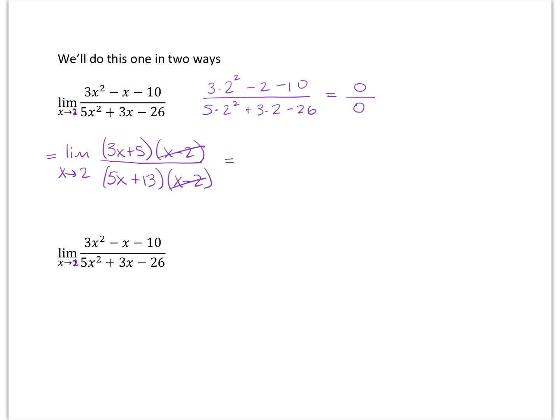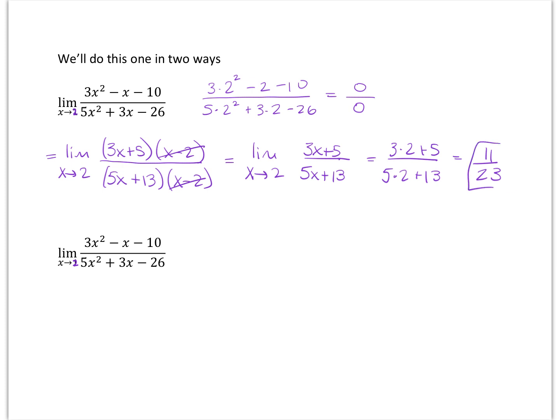The x minus 2's cancel, so we have the limit as x approaches 2 of 3x plus 5 over 5x plus 13. And now let's see what happens if I try to plug in a 2. I get 3 times 2 plus 5 over 5 times 2 plus 13, which is 11 over 23. Not 0 over 0, so I have an answer, 11 over 23. So we can do factoring and canceling. Now I'm going to show you a new method.